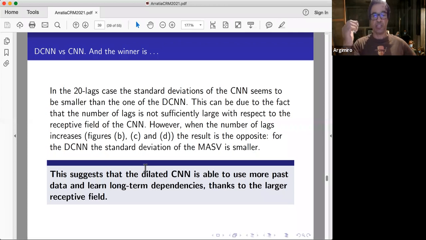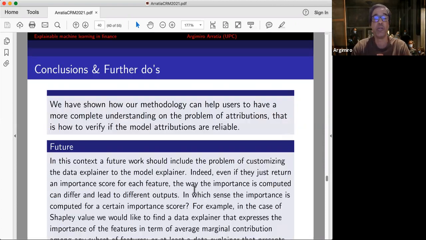So suggesting that the latest CNN is able to use more past data and learn really the long-term dependencies, thanks to the larger receptive field, which was what we wanted to confirm, that it was actually using the long-term dependencies in a more intelligent and consistent manner than any other regular neural network.